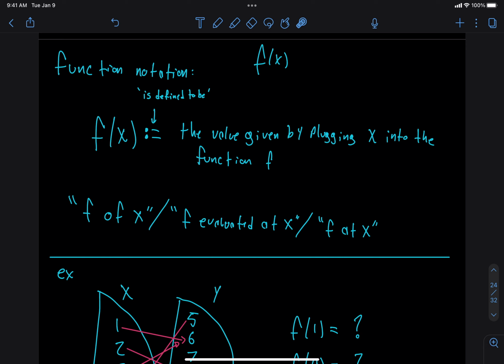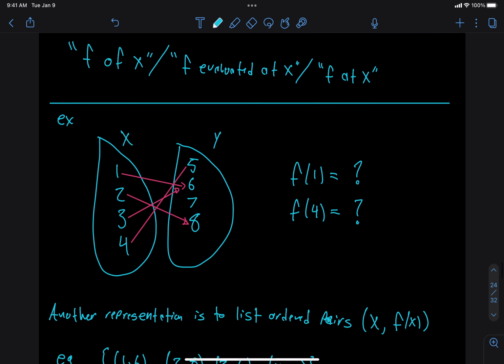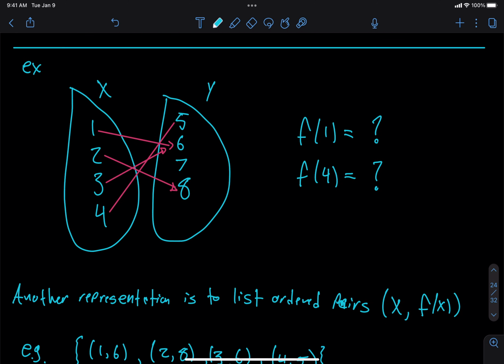Okay, that's just how we write things. So let's see an example of how this notation is used. In the context of this function here, which again is the same as before, f of 1 is supposed to be the value which we get when we plug 1 into the function.